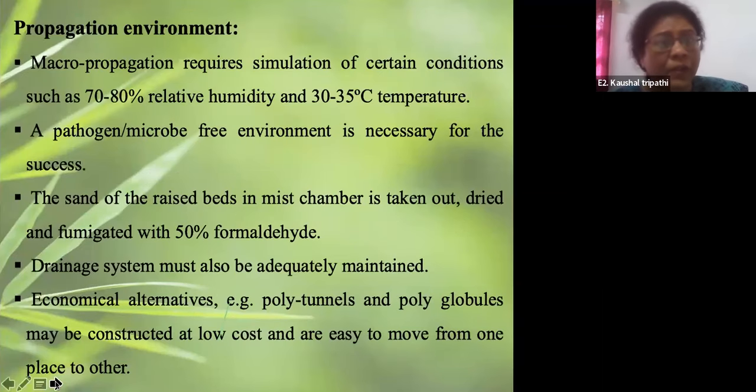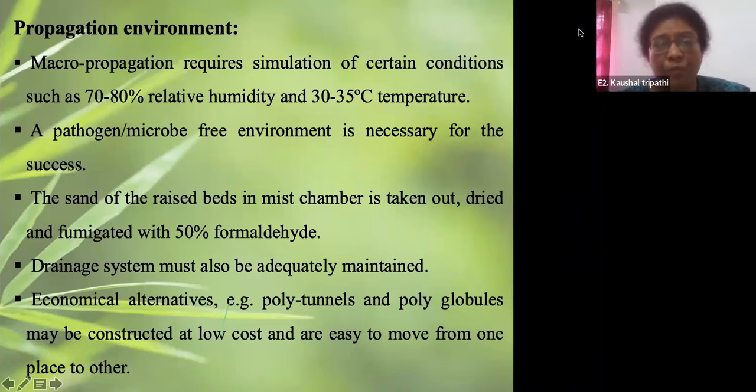Next slide, please. And now another important thing, in addition to the auxin treatment, is also the propagation environment. Macropropagation requires certain conditions such as 70 to 80% relative humidity and 30 to 35 degrees Celsius temperature. Usually we put our bamboo cuttings in mist chambers, which have high relative humidity, and temperatures are also maintained here. The microbe-free environment is necessary for success also.